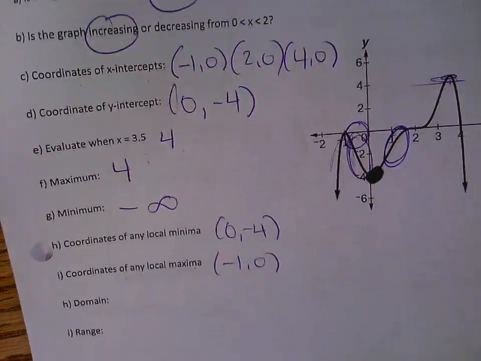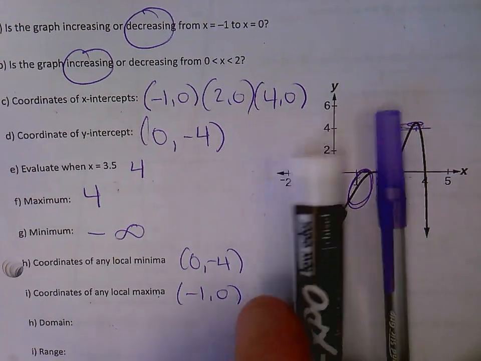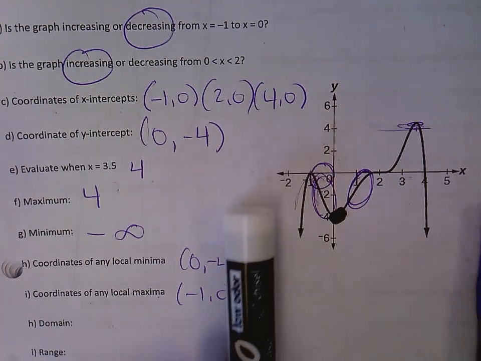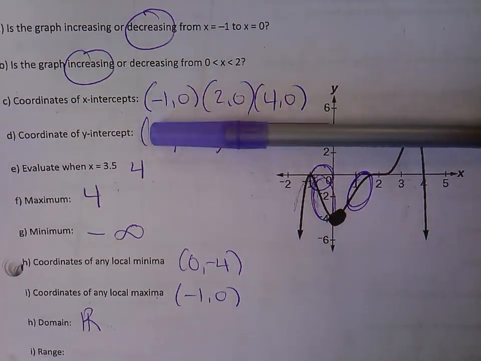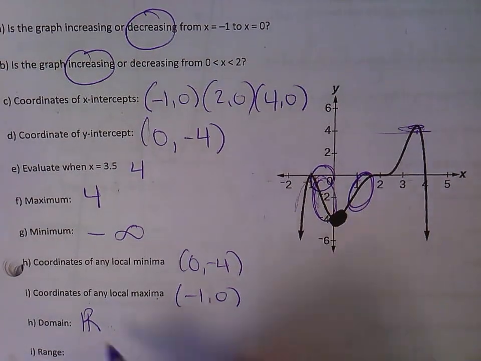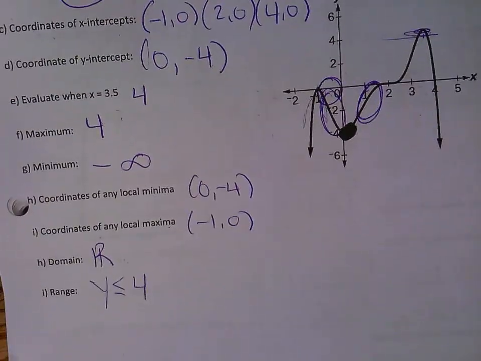And then the domain is all real numbers because the arrows are pushing outwards kind of in both directions. So all real numbers. And the range would be y has to be below this. So y is less than or equal to +4. So that's how I would write the inequality for that.